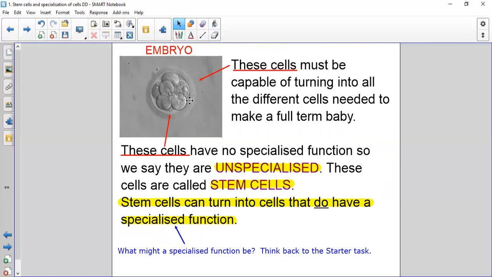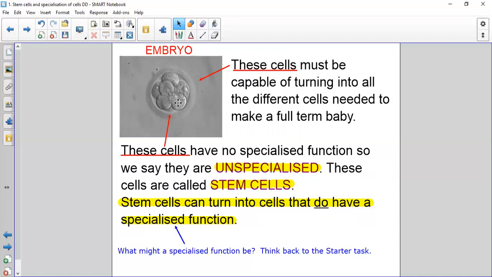So this embryo here is made of cells, we know that. These cells must be capable, they must be able to turn into all the different cells that are needed to make what we call a full-term baby, a baby that's born after 9 months growing in the uterus. So these cells here must be able to turn into all the different types of cells that you need to make a baby. So if we think of some obvious ones like skin cells, bone cells, muscle cells, blood cells, these cells here must be able to turn into those different types of cell.